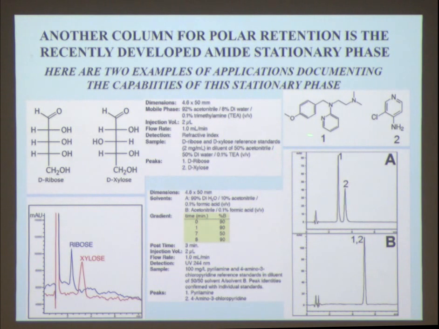You know, we have also here a couple of other compounds that we've used for separation. This pyrilamine and 4-amino-3-chloropyridine, also because of their nitrogen-containing constituents, can be separated quite nicely on this amide column. But if you look on other types of materials, they're not separated.